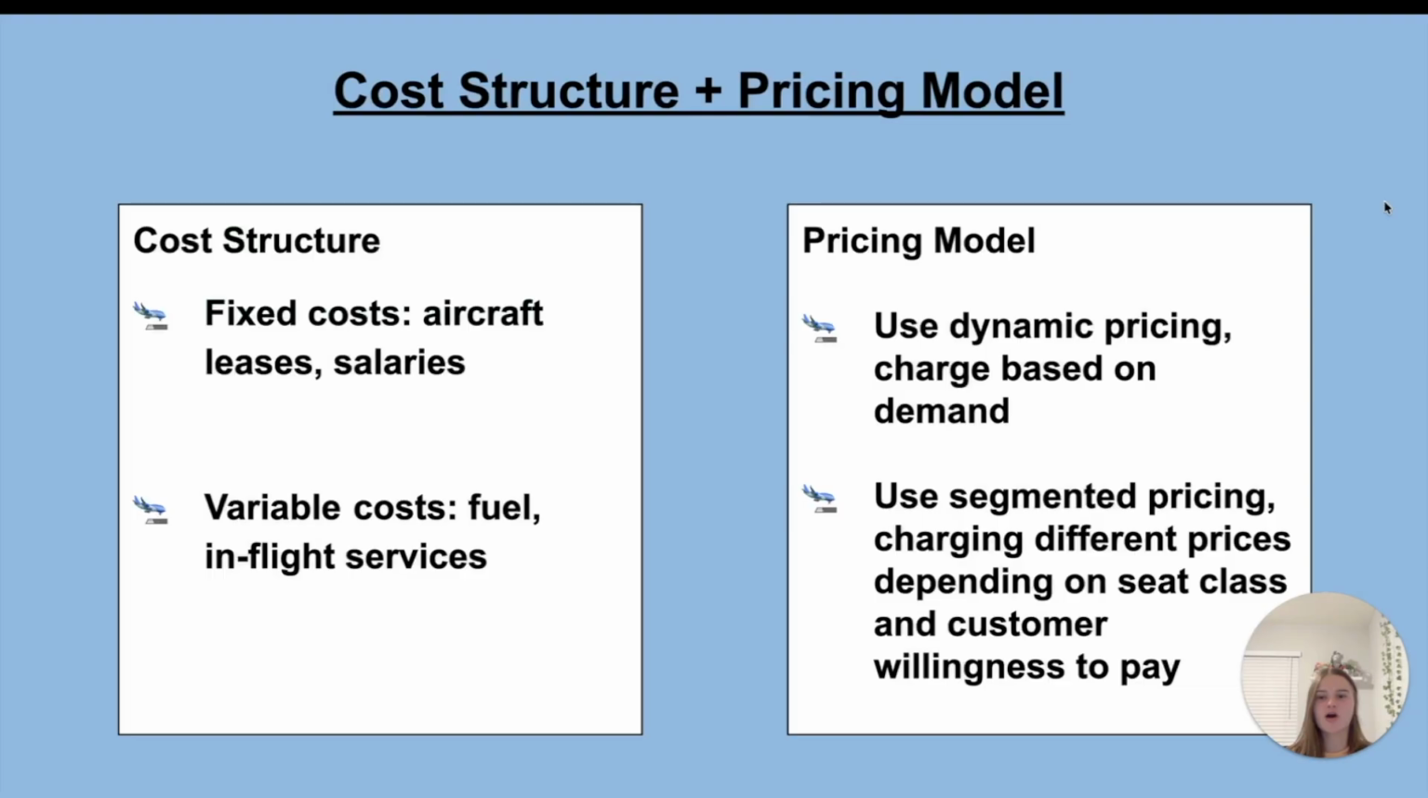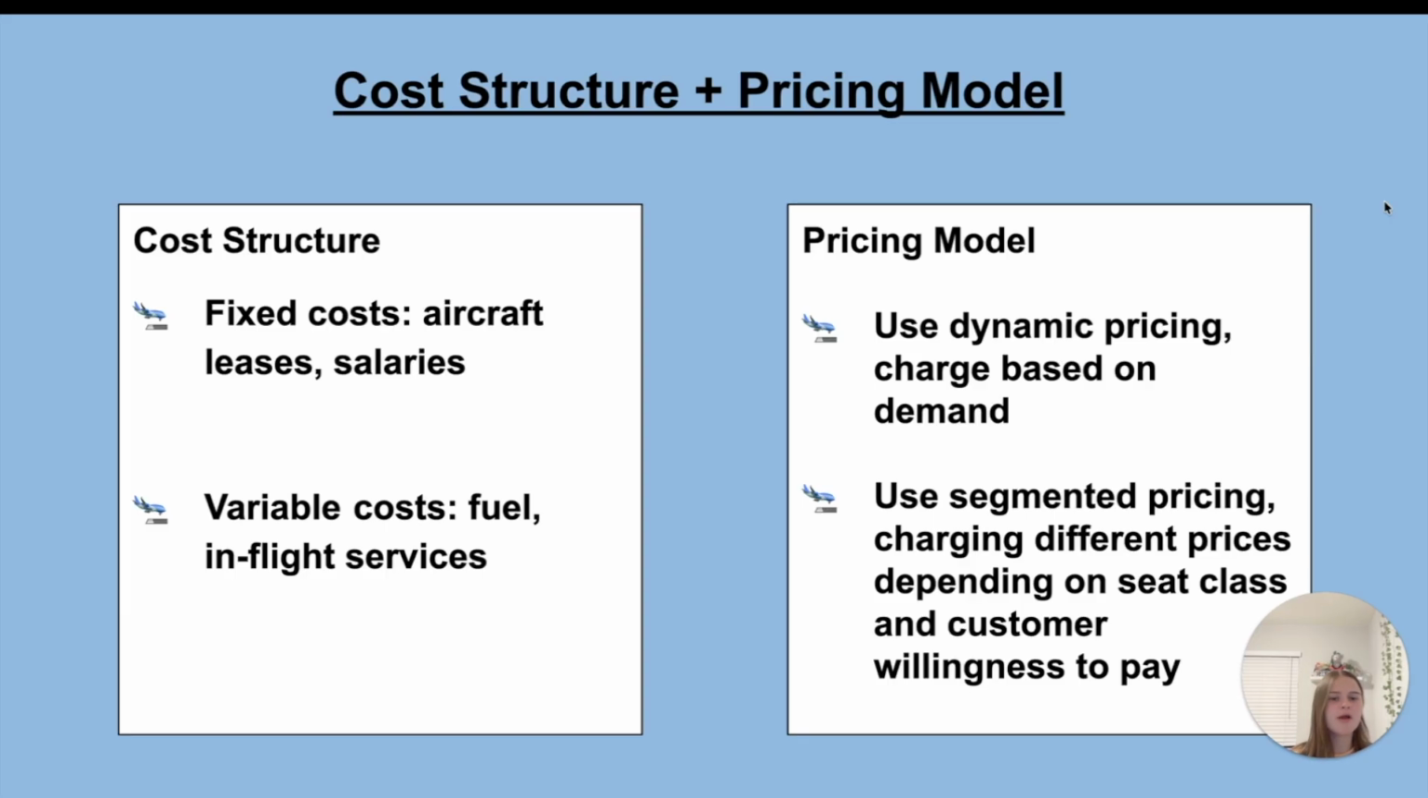United Airlines' cost structure includes fixed costs and variable costs. Their fixed costs can include things like their aircraft leases, as well as salaries for pilots, flight attendants, any mechanics or maintenance staff that is needed, as well as their corporate management. Their variable costs include things like fuel and in-flight services, so Wi-Fi, snacks, food and drink, and any paper products they're using, such as napkins, utensils, and cups.